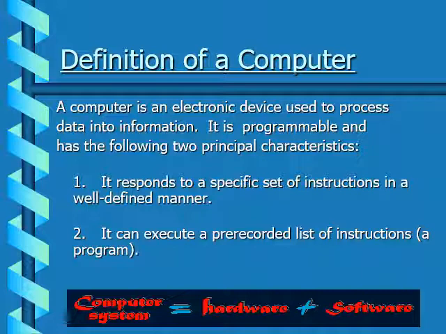So a computer is not intelligent. It is as stupid as it gets. Let's say it's as intelligent as the programmer. Say you have a product of your own creation, and it does everything that you tell it to do. That's what a computer does. You just tell it what to do and it does that. And secondly, it can execute a pre-recorded list of instructions, which is what we call a program.